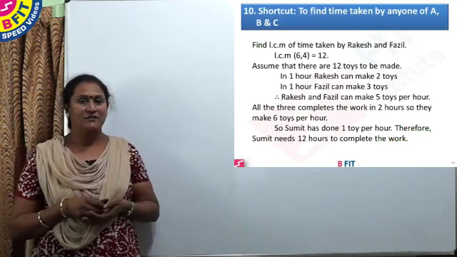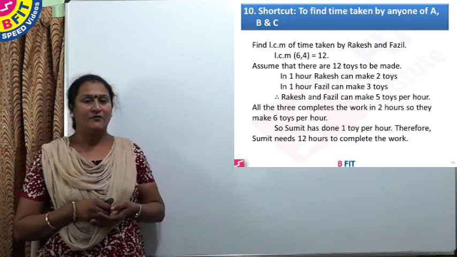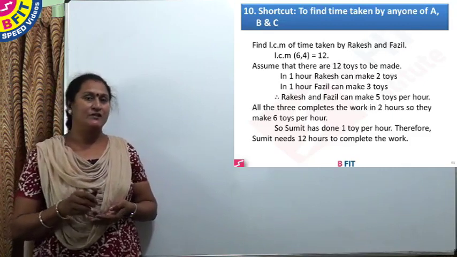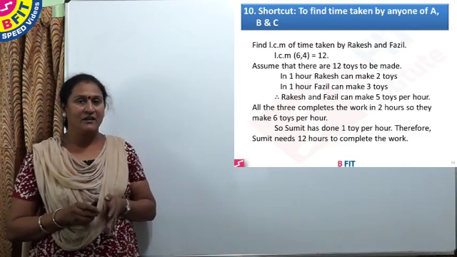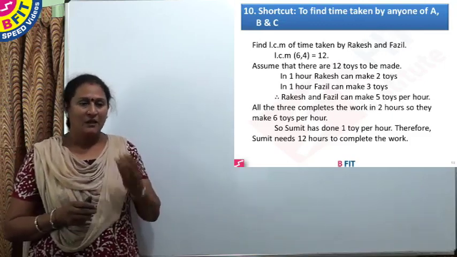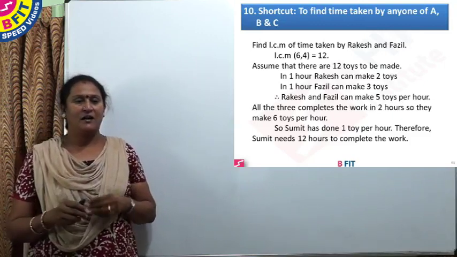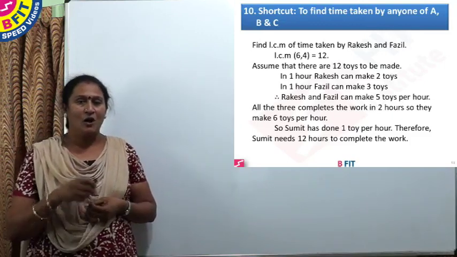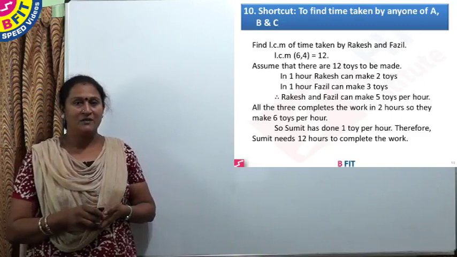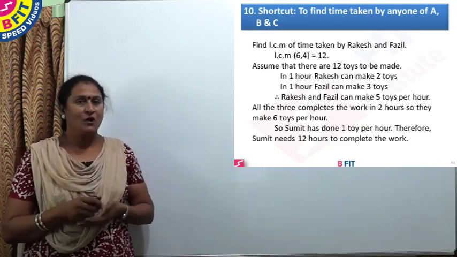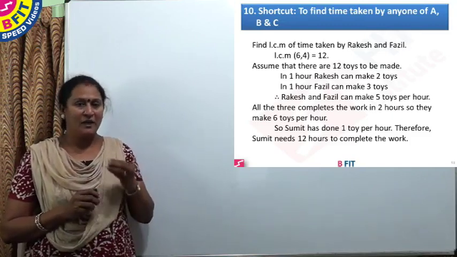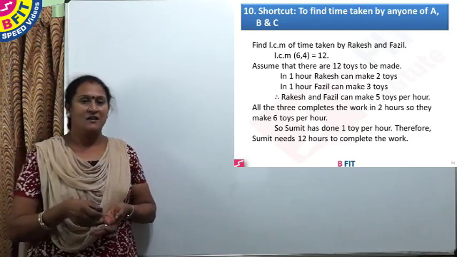And here is the shortcut for the 10th question. We find the LCM of the time taken by Rakesh and Fazil. The time taken is 6 and 4, and the LCM for 6 and 4 is 12. So we assume that the work is making 12 toys. In 1 hour Rakesh can make 2 toys, and in 1 hour Fazil can make 3 toys, so both make 5 toys per hour. When all the 3 complete the work in 2 hours, per hour they have done 6 toys. So Sumit has done only 1 toy per hour. To make 12 toys, he needs 12 hours, and the answer is 12 hours.